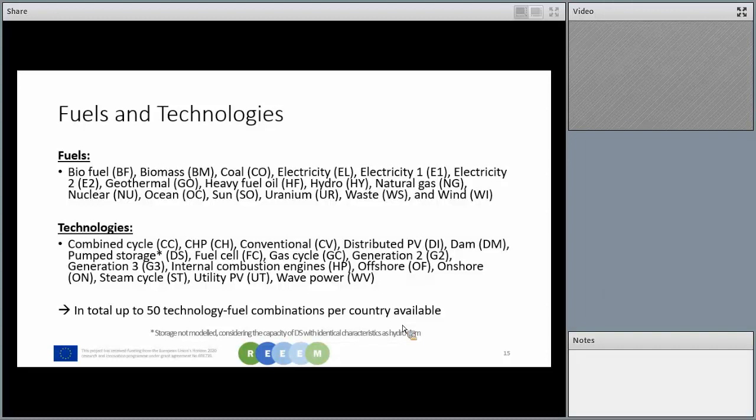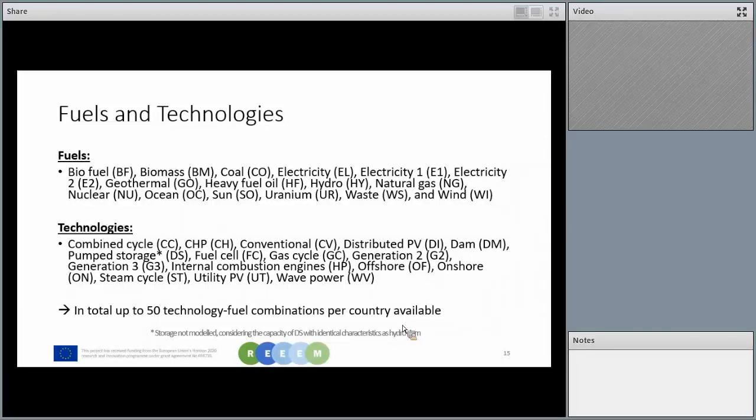You might have noticed here that pumped storage is indicated. However, storage is not considered in its whole, with its full characteristics. We're just considering pumped hydro storage power plants with their ability to produce power, but they are not able to store power, since this would have increased the complexity of the model significantly, and this would have meant that we would have needed a lot more computational power, which we wanted to avoid to keep the model an engagement model.